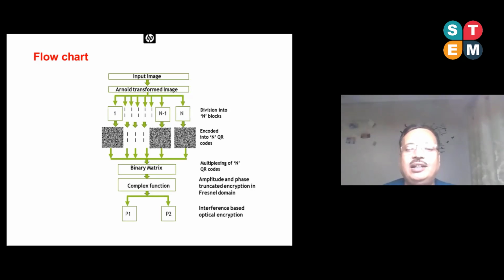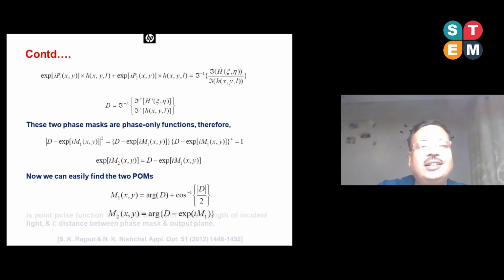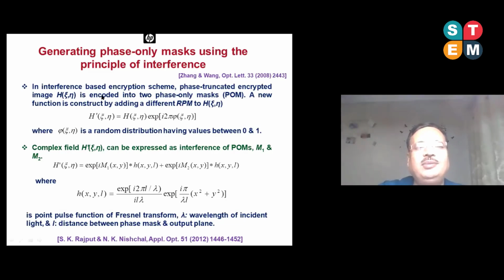So we have applied an interference-based scheme. What is that interference-based scheme? It is this one. Suppose I start with a function h(ξ,η). If we multiply it with the phase function exp(iπξη), then we obtain a new function h'(ξ,η). Now this h'(ξ,η) can be expressed as two phase-only functions, exp(i m1(x,y)) and exp(i m2(x,y)), and they are convolving with a function h(x,y,l).